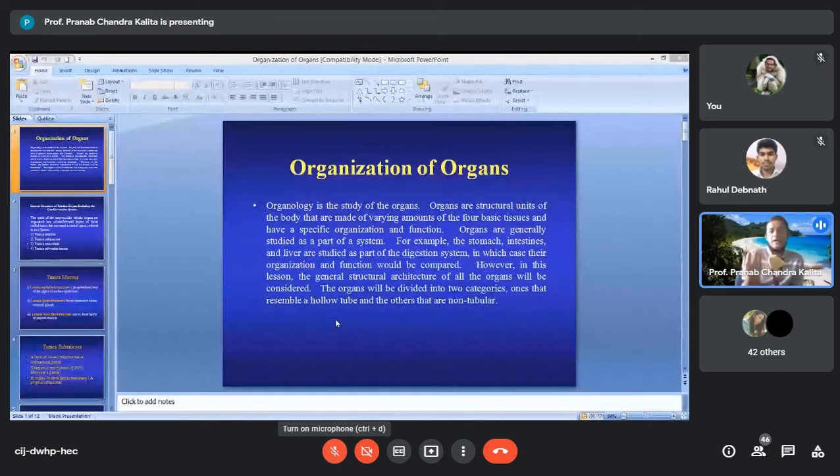So from here we know that in all the systems of the body, whether digestive, respiratory, urinary, genital, or endocrine, you will find in general two types of organs. One is called tubular organs, another is called non-tubular or solid organs. Tubular organs and solid organs. Okay?